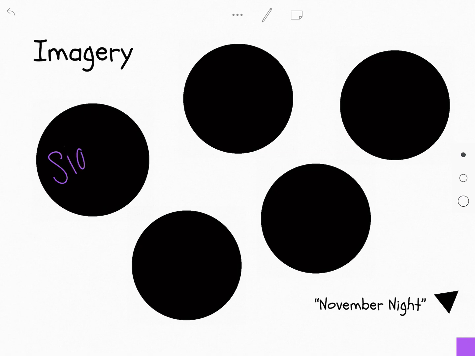So, sight, what does something look like? I think this is probably the most common type of imagery, because when we think of imagery, we often think of a photograph, and in that situation, we're looking at it, we're seeing the trees, we're seeing the leaves, we're seeing the road that's been trodden on, right? So that's probably the most familiar. Another one would be sound. Sound is something that I think is used very often.